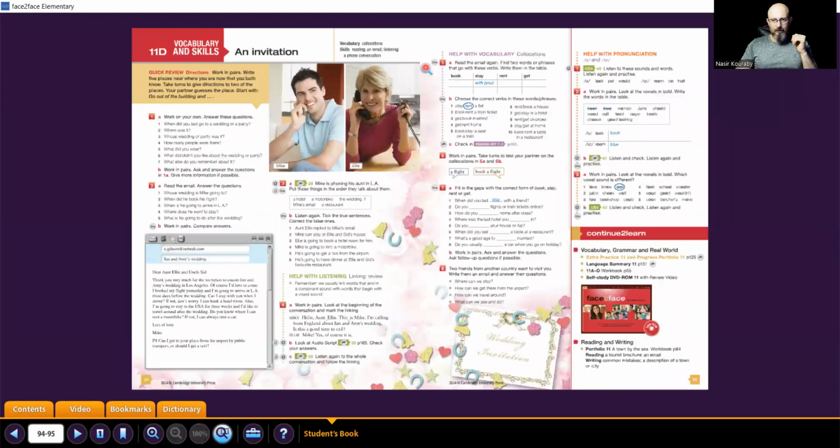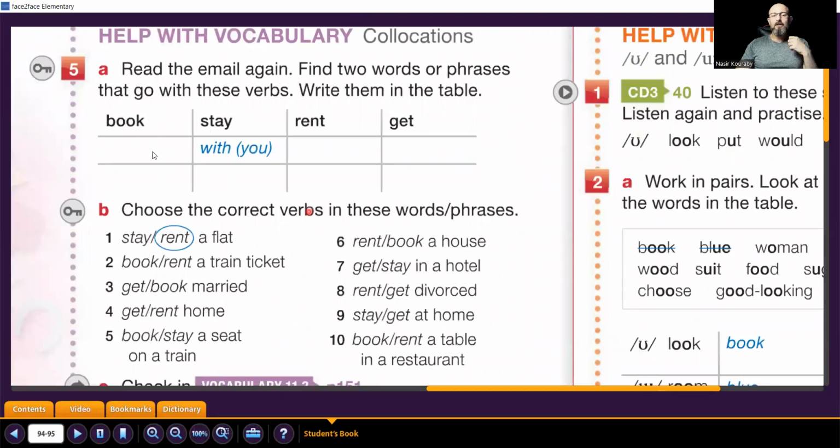Now, after we understood what comes with these words, of course, not only these words, but this is just something to understand collocations. So book flight, book hotel, and stay with you, stay in a place, and rent a motorbike, rent a car, get to your place when you move from place to place, how you get to the place, and get a taxi. That means you take a taxi.